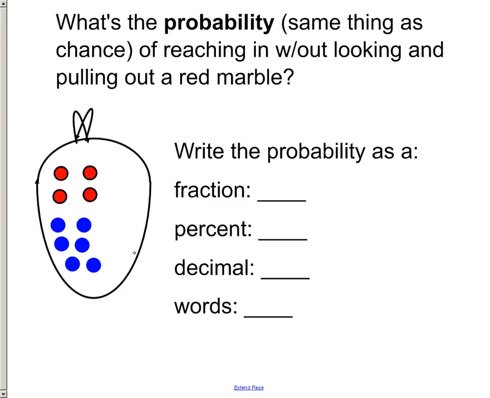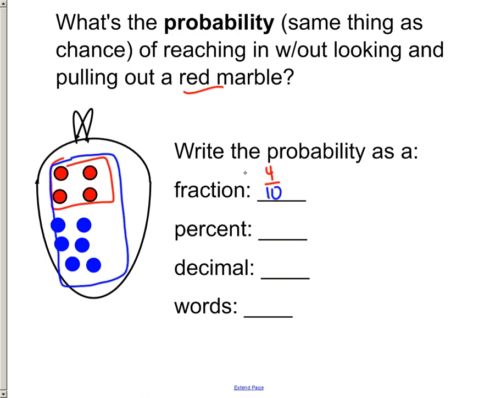So we have a bag of marbles right here, and basically if you reached into this bag without looking and stirred up all the marbles and you had an even chance of getting any of those marbles, you would say, hey, what's the chance of pulling out a red marble? Well, I've got 4 marbles here that are red. But when I look at the whole thing, there are 10 total marbles sitting in this bag. There's 6 blue and there's 4 red. So for the fraction, the probability of pulling out a red marble would be 4 over 10.